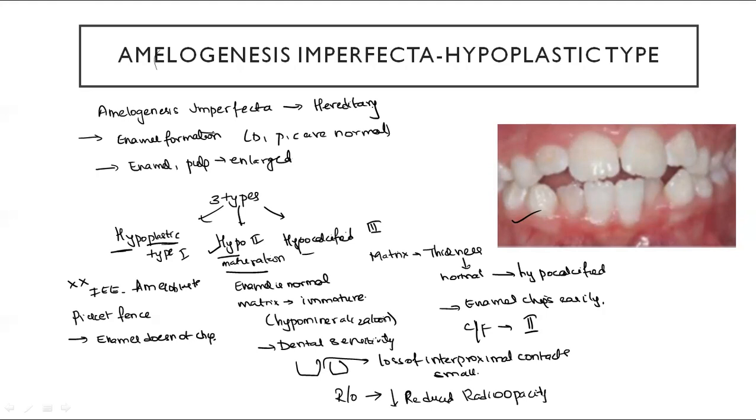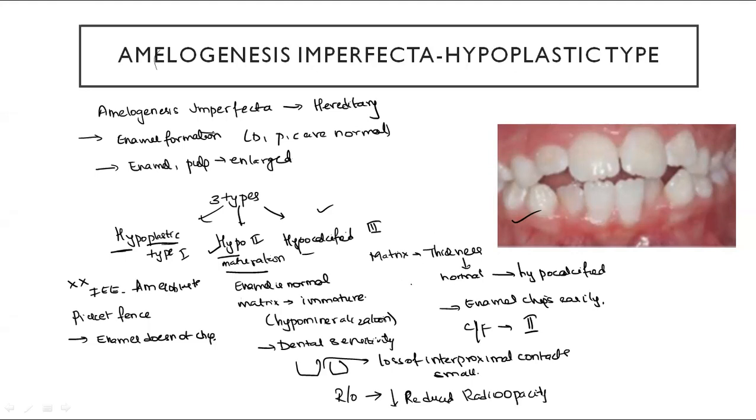What happens exactly in the hypoplastic type is that differentiation of inner enamel epithelium into ameloblasts does not occur. The appearance is picket fence, and the enamel is well mineralized, so it doesn't chip. Chipping of the enamel can be seen only in type 3. In type 2, the thickness of the enamel is normal, but the matrix is immature and hypomineralized. There you can see dental sensitivity also. Radiographically, the enamel is similarly radio-opaque to the dentin.